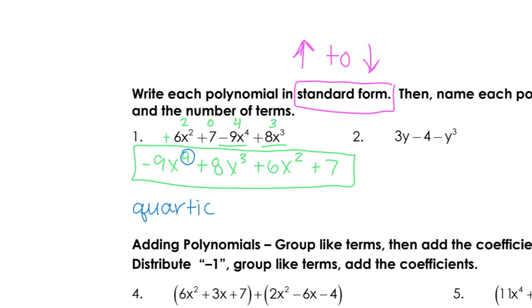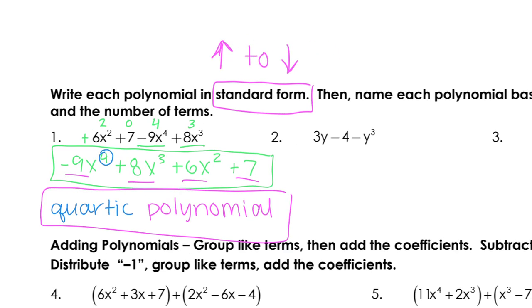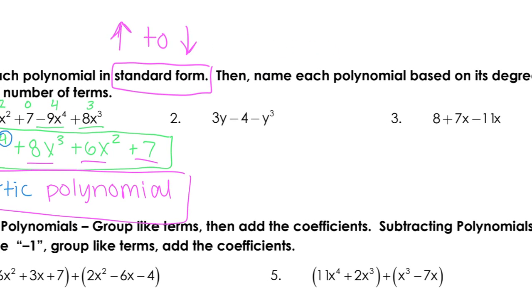And then with there being 4 terms here, this would be a quartic polynomial. So this is just, again, using those words from the front of our notes from that table. So that would be our full answer for number 1. So putting it in standard form and then naming it based off of the degree and number of terms.